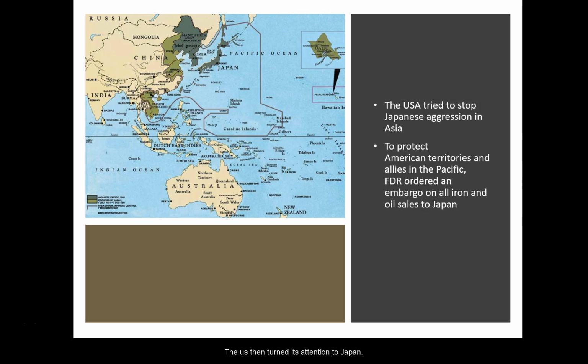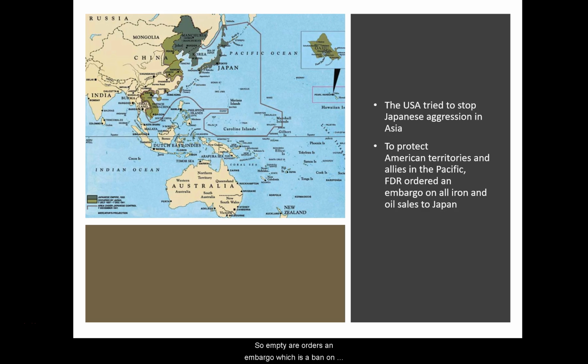The U.S. then turns its attention to Japan, and they try to stop the Japanese aggression in Asia as a means of protecting American territories in the Pacific, because if you recall, we still have the Philippines, we have Wake Island, Midway Island, and Hawaii.